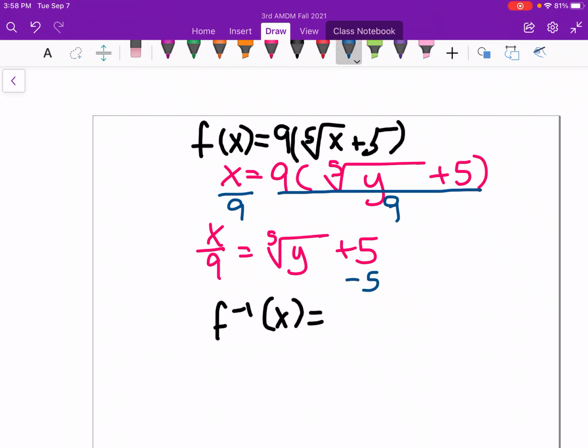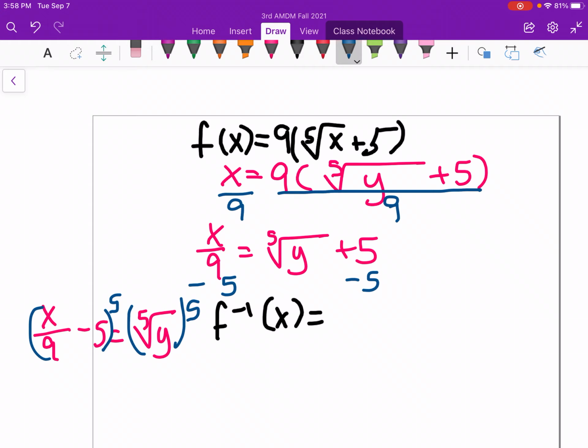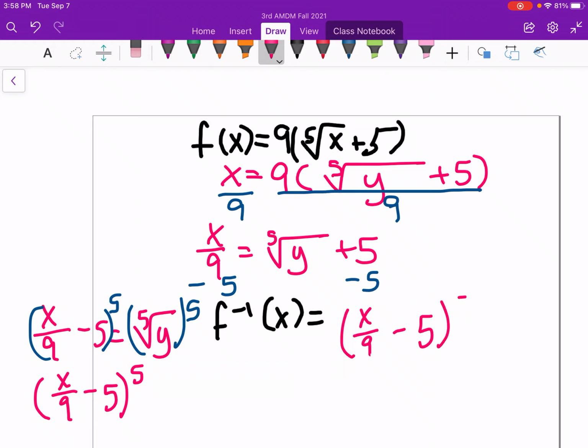Then I'm going to subtract 5. So I have x divided by 9 minus 5 equals the fifth root of y. And then I'm going to raise both of these to the fifth power. Remember, I'm going to raise everything to the fifth power. So I get parentheses x divided by 9 minus 5, all raised to the fifth power. So my f inverse of x is x divided by 9 minus 5, all raised to the fifth power.